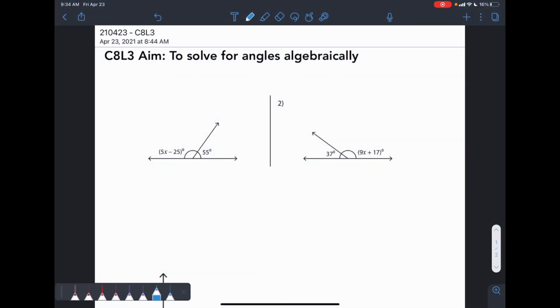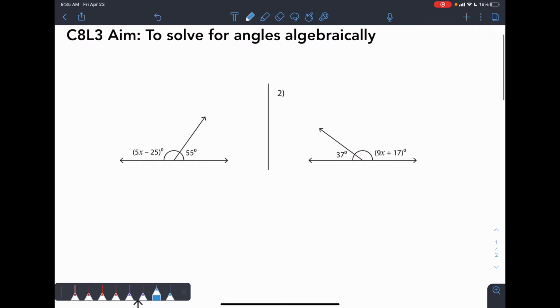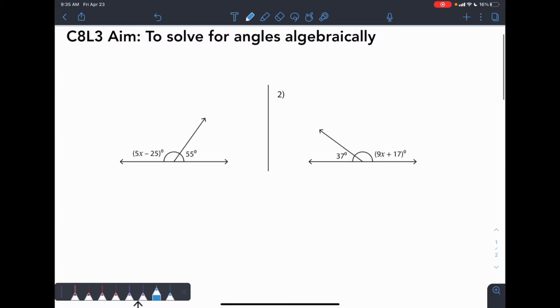So chapter 8, lesson 3, our aim for this lesson is to solve for angles algebraically. What that is going to mean for us is finding the values of x in these diagrams and then using that to find the actual value of the angle. So if we look at these two diagrams here, they are both linear pairs, two angles that add to 180 degrees. So the first step that we should take is to create an equation that shows that the sum of this plus that would be 180 degrees.